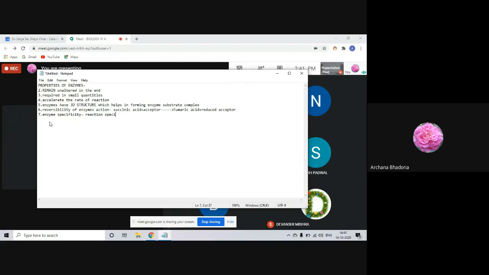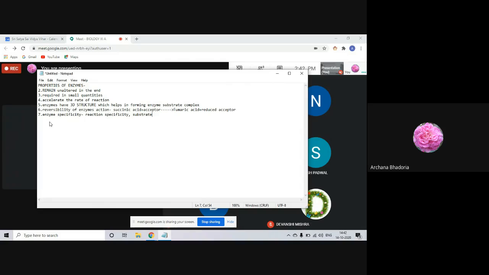On the basis of that, children, you will get it, that we are doing the classification on that basis. Specificity. Reaction specificity, then write down substrate specificity. Substrate specificity means that an enzyme will form the enzyme substrate complex only with a particular substrate, and then it will form the product.